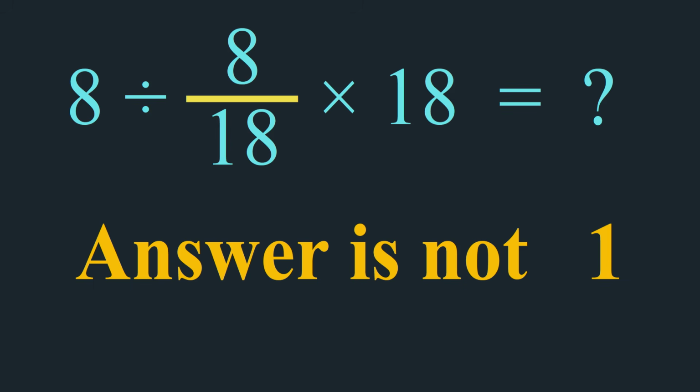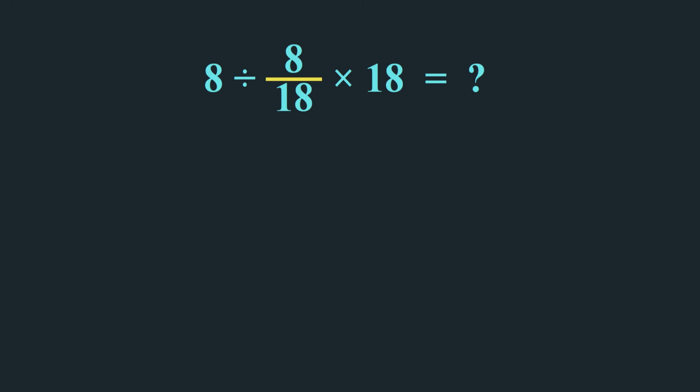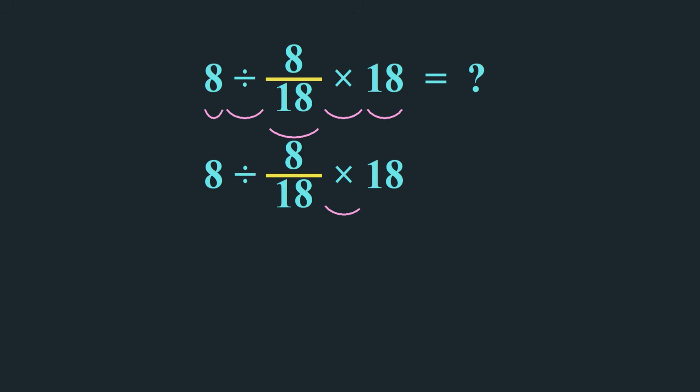Let's dive into this video. Our goal is to determine the numerical value of this statement. 8 divided by 8 over 18, then times 18. First we do this multiplication. 8 over 18 times 18. We can easily cancel this 18 and this 18. So here we have this 8 only, and 8 divided by 8 equals 1.